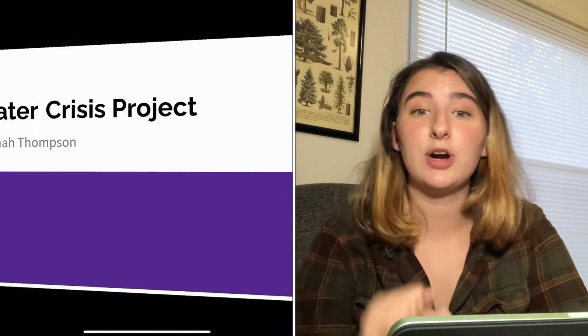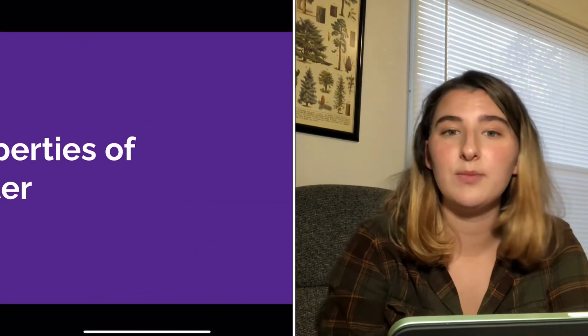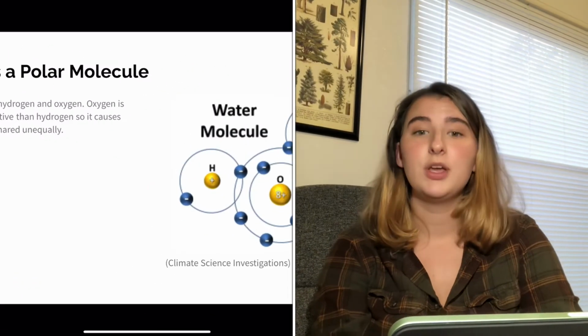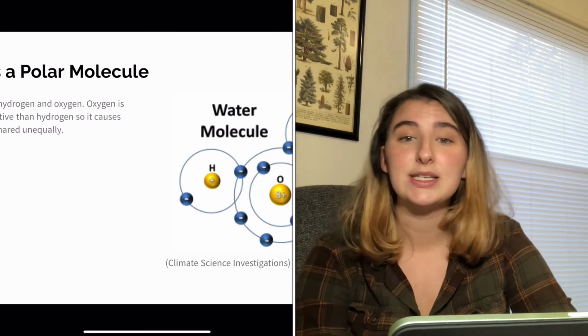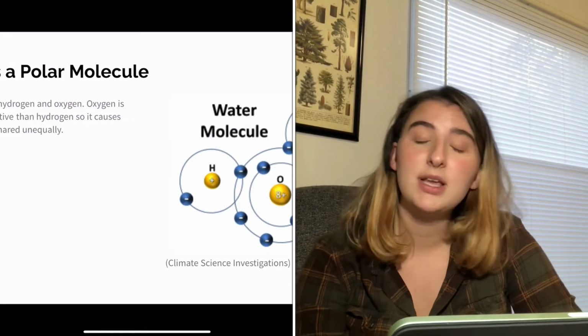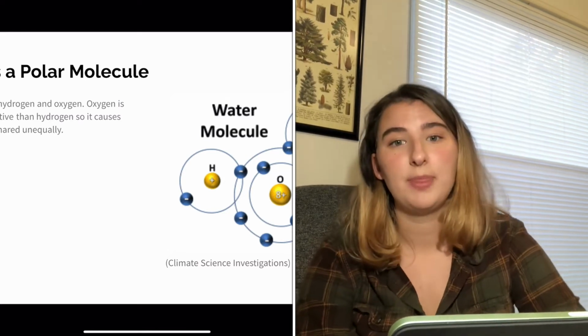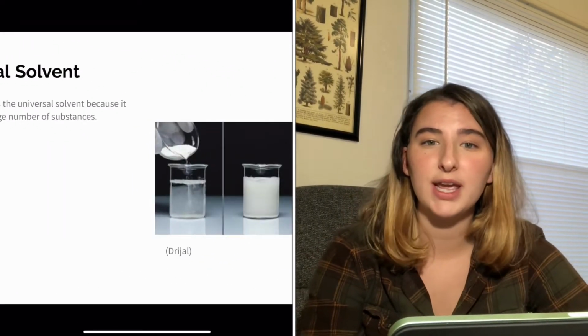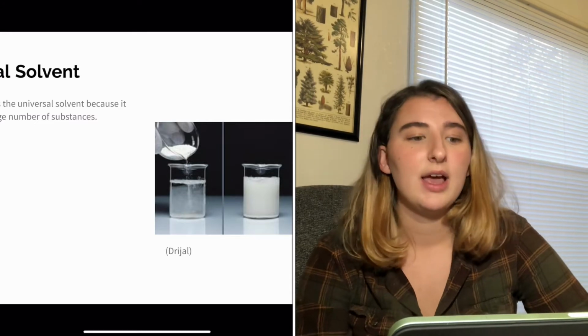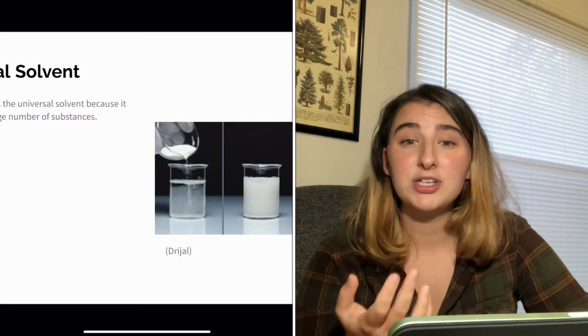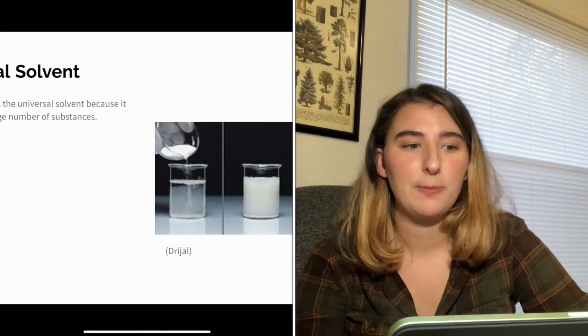This is my water crisis project, and we're going to begin with the properties of water. The first property we're going to discuss is that water is a polar molecule. This is because water is made of 2 hydrogen atoms and 1 oxygen, and oxygen is more electronegative, which is why the bonds are unequal, which makes it polar.